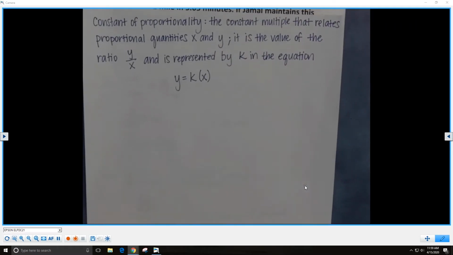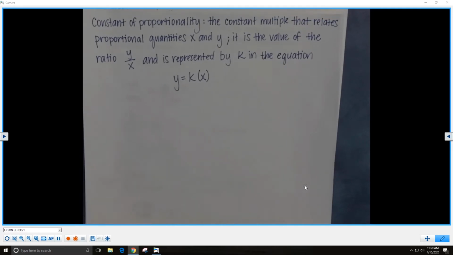The constant of proportionality is the constant multiple that relates proportional quantities x and y. It is the value of the ratio y over x and is represented by k in the equation y equals k times x. That's a lot of variables.